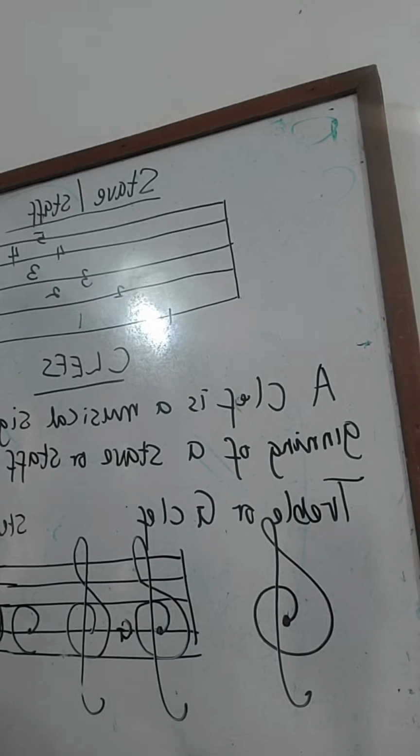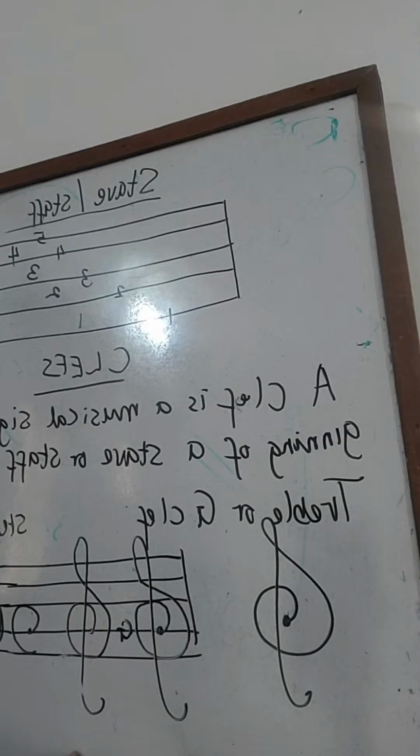What you do like this, it looks like a G, right? Okay, so that second line is line G. It starts from the second line of the stave or staff and fixes that line as G. So that is it about the treble clef.